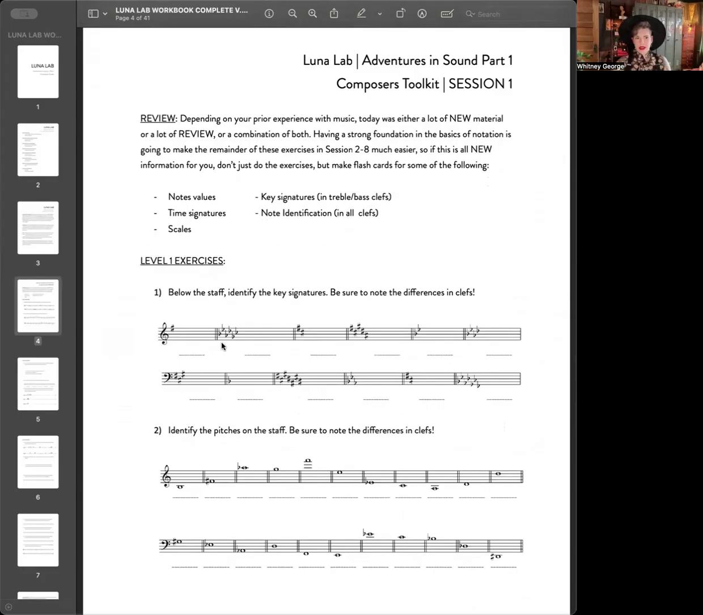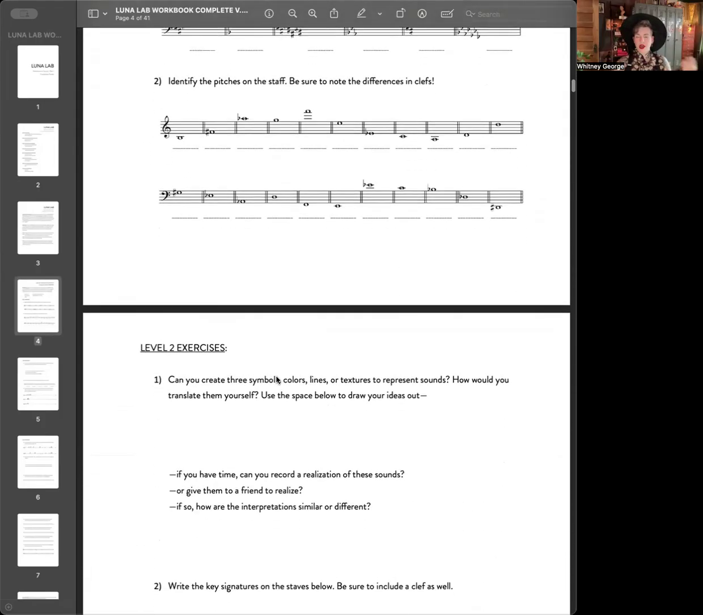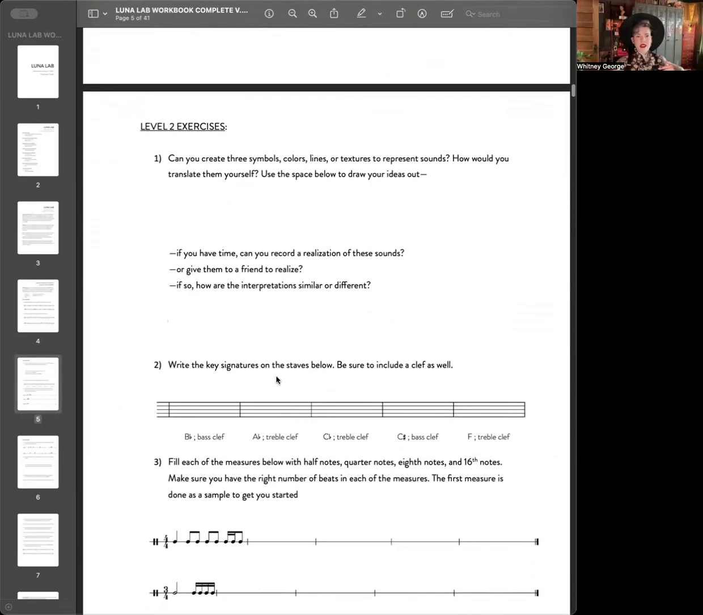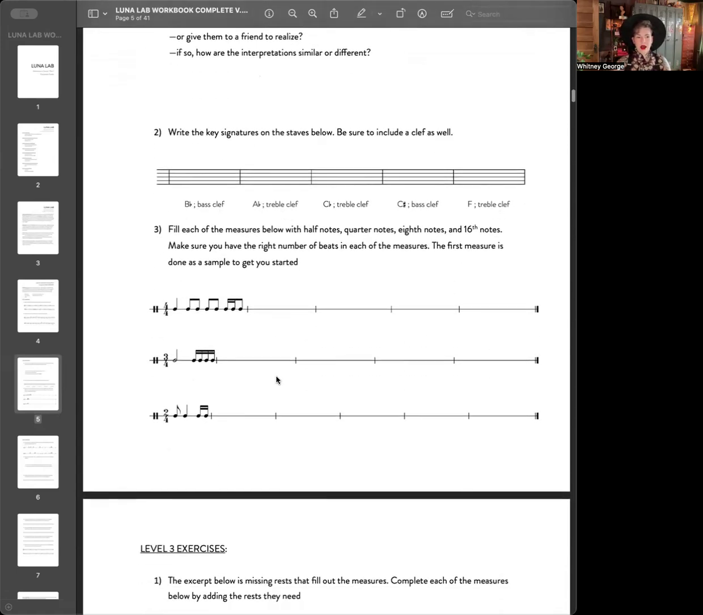Level 1 exercises, we talk about identifying key signatures on the staff, identifying pitches. We start very basic, but we escalate very quickly from that point forward. As you can see, level 2 exercises are a little bit more about graphic notation. The first question here is, can you create three symbols, lines, or colors to represent sounds? How would you translate them yourself? Use the space below to draw out your ideas.